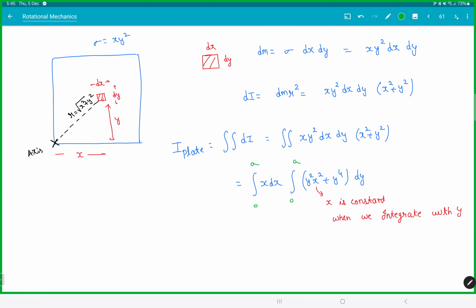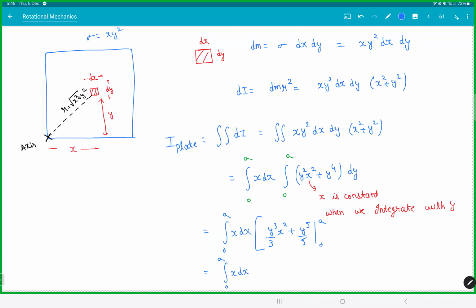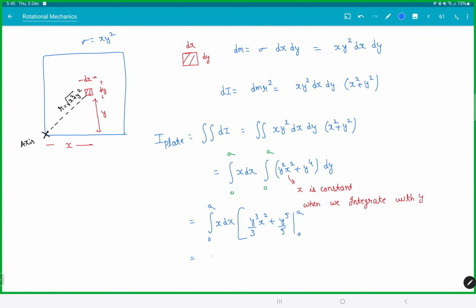I could have made a rectangle 0 to a and 0 to b. It doesn't matter. So now when I integrate, this outside integral will be outside. Don't integrate this yet. First, you have to finish the inner integral. Remember, x is constant, so this will turn out to be y cube by 3 into x square plus y power 5 by 5. Limits will go from 0 to a. This thing turns out to be integral x dx from 0 to a. So you have to completely wipe out y from here. So put a's value there.